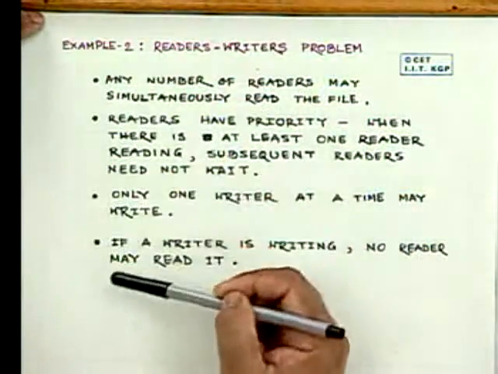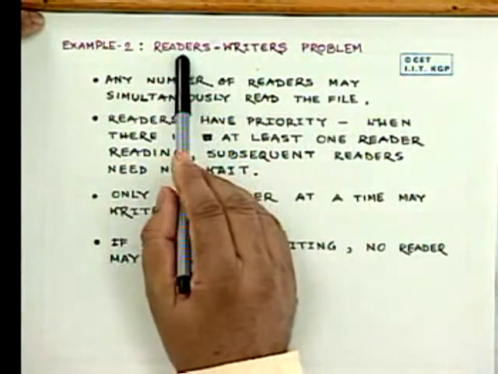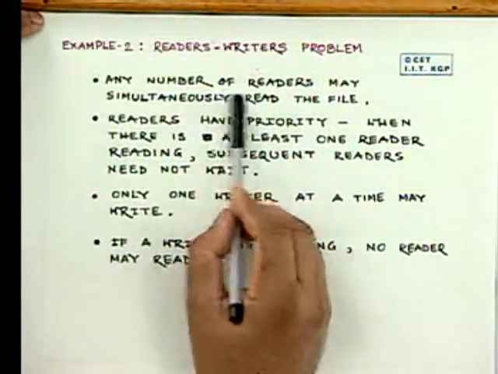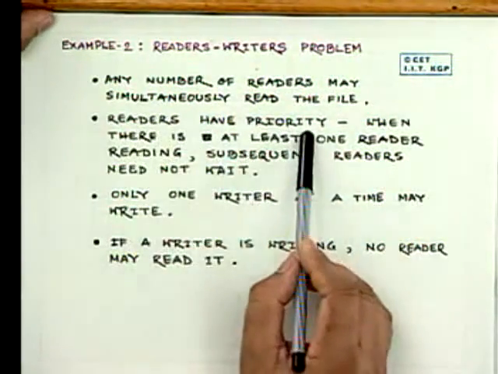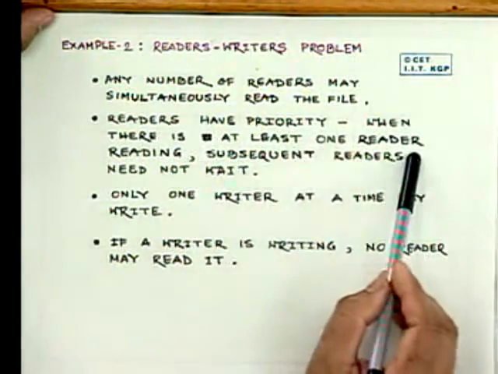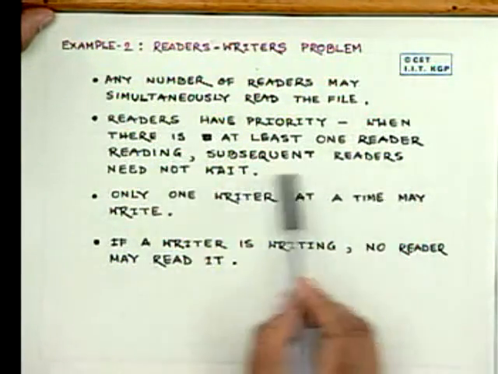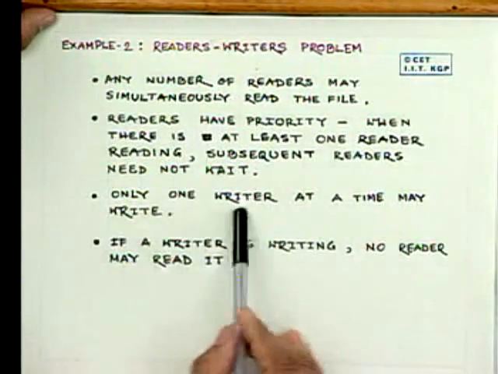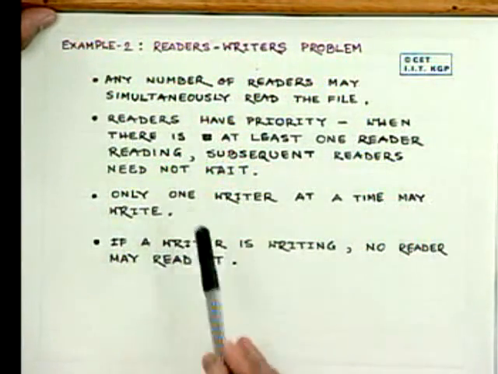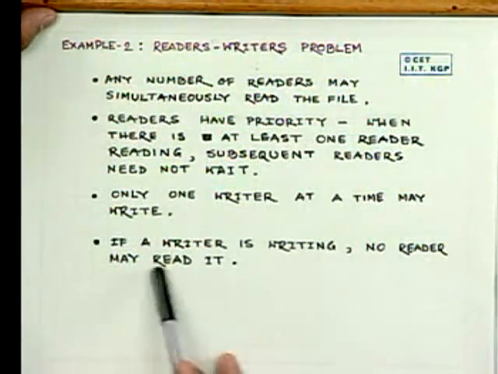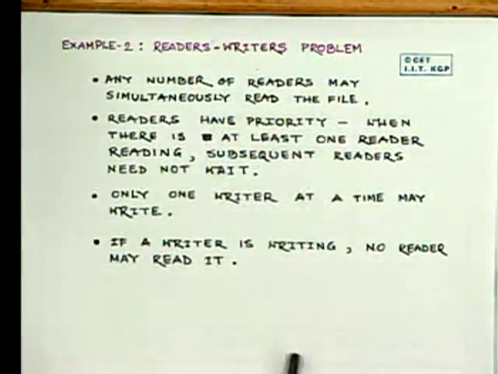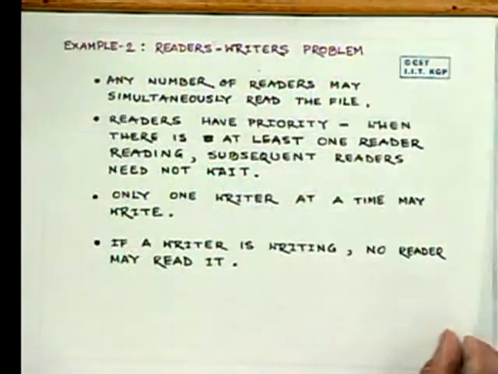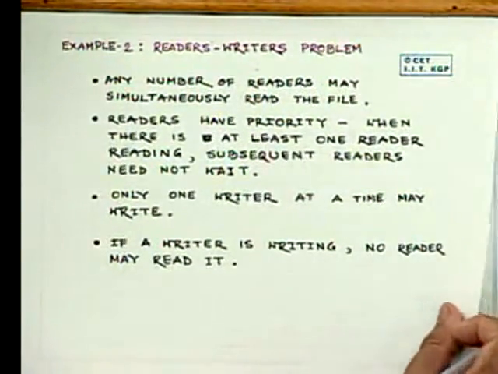This is what has been pointed out here: in the readers-writers problem, any number of readers may simultaneously read from the file. Readers have priority, which means when there is at least one reader reading, subsequent readers need not wait, and only one writer at a time may write. And if a writer is writing, no reader may read. These are the conditions that have to be satisfied, and let us see how we can realize it by means of semaphores.